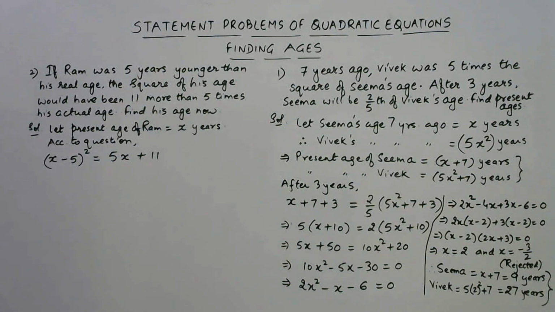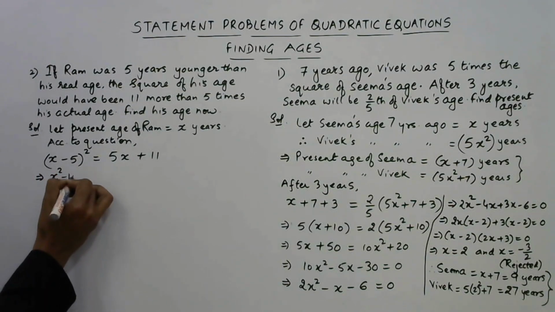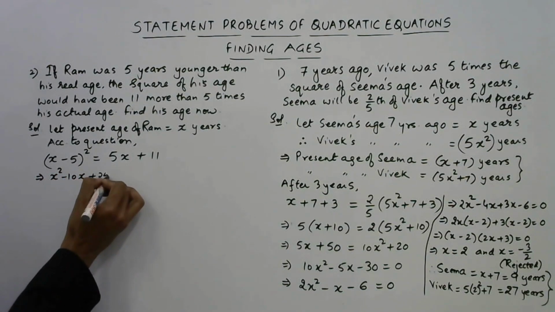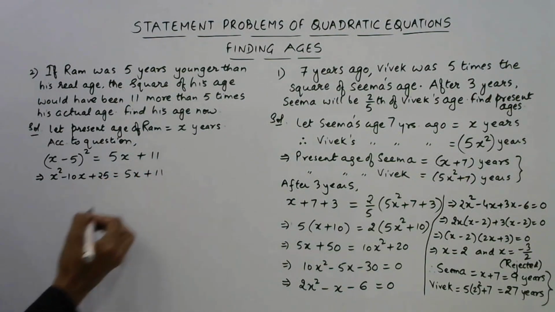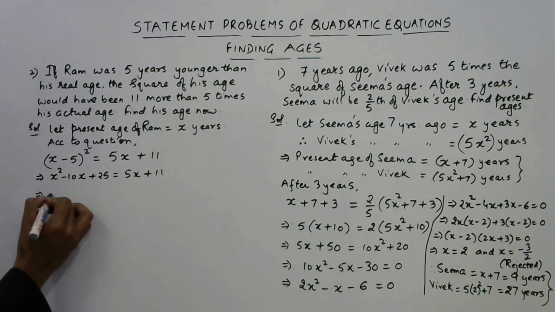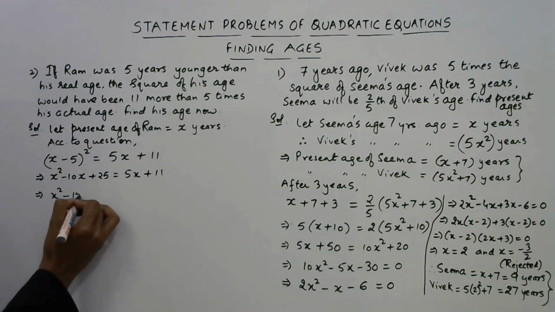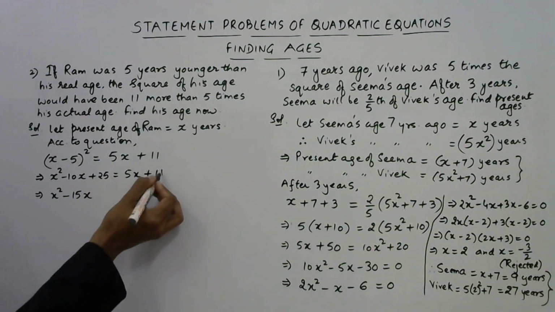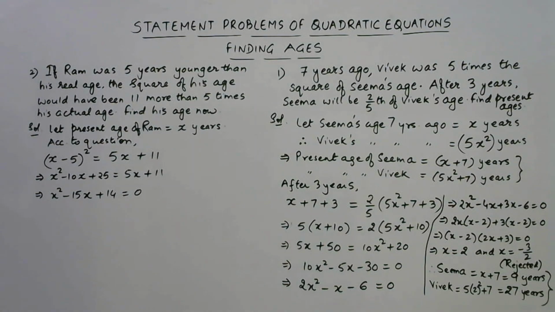Now we will solve this. First of all, open the square. x square minus 10x plus 25. I have applied a minus b whole square identity, equal to 5x plus 11. So we have the quadratic equation x square minus 10 minus 5 is minus 15x, and 25 minus 11 is 14, equal to 0. Very simple quadratic equation which can be very easily split into factors.